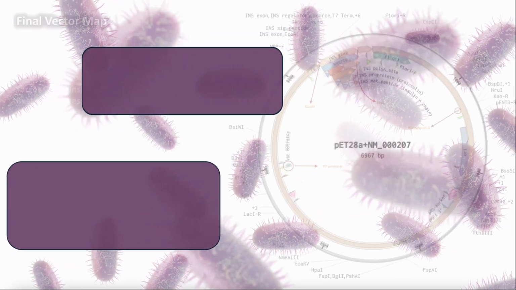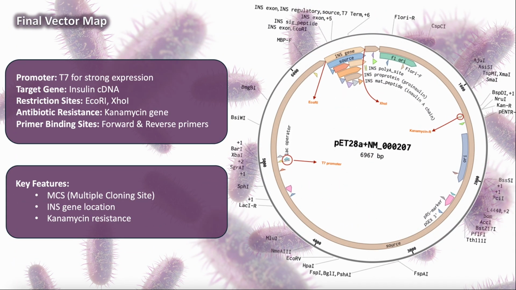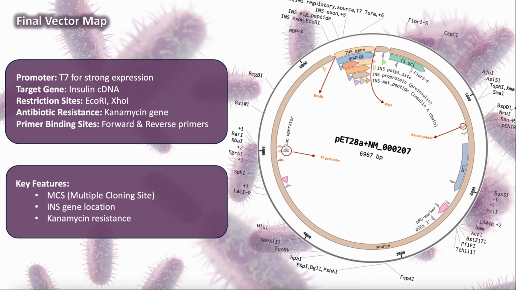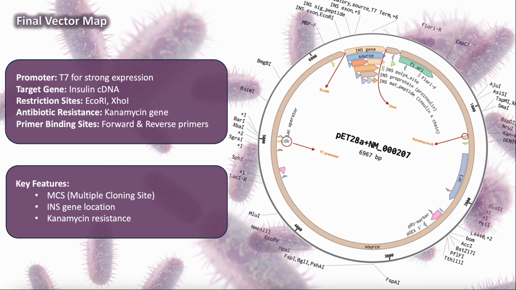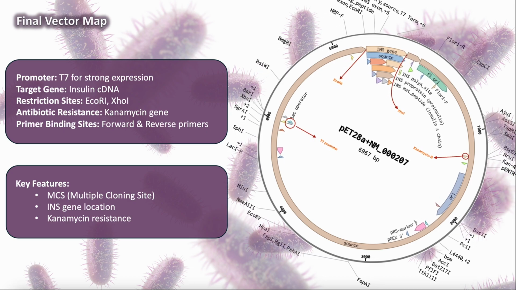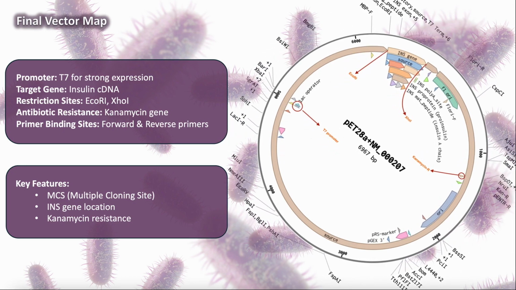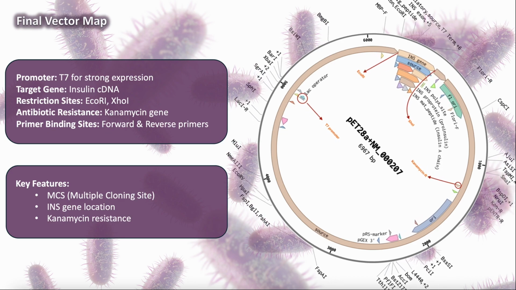Slide 5. Final vector map. This slide presents the final vector map of pET28a+ with the human insulin gene integrated. The multiple cloning site, MCS, INS gene location, and kanamycin resistance work together to provide a stable and efficient system for producing recombinant insulin in E. coli.